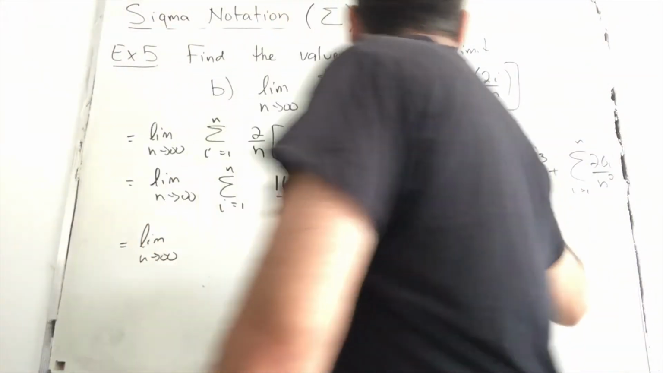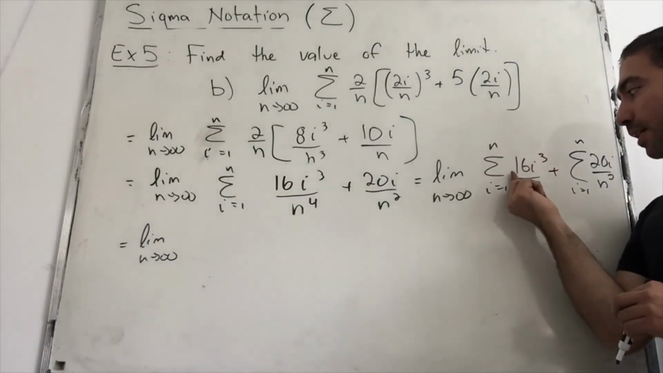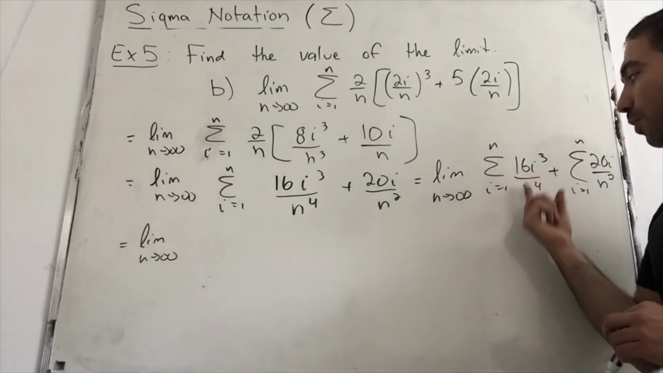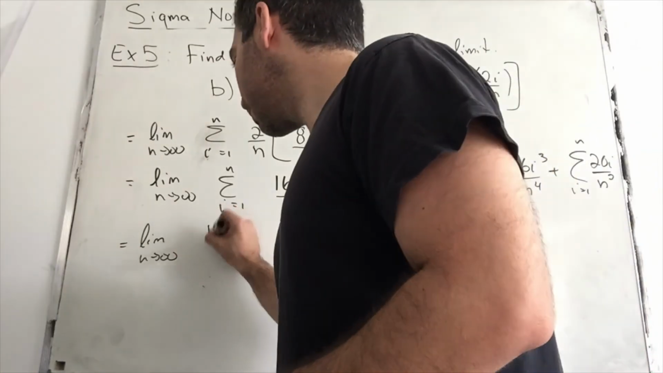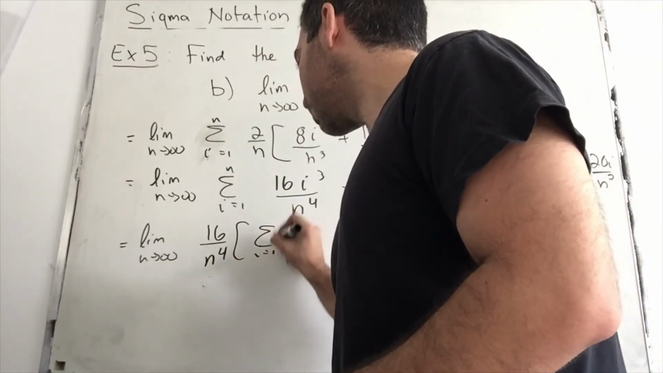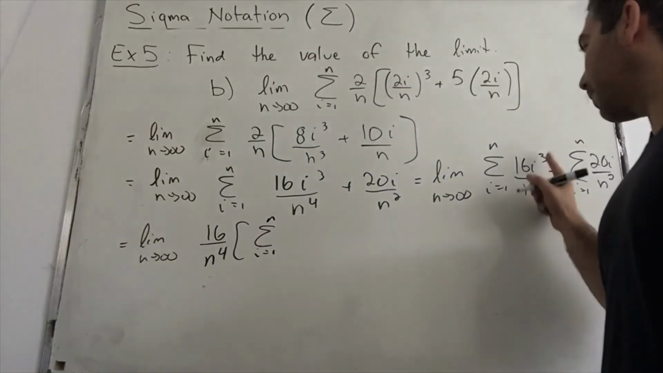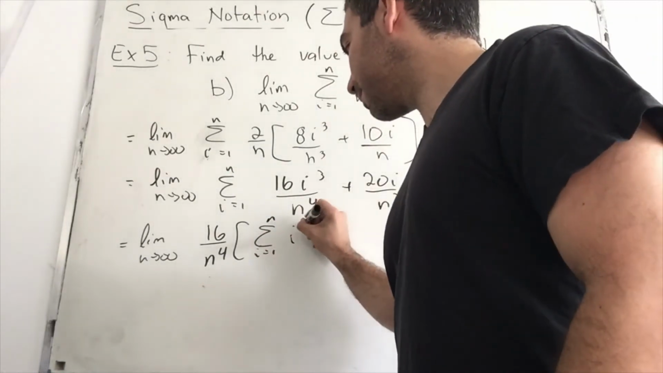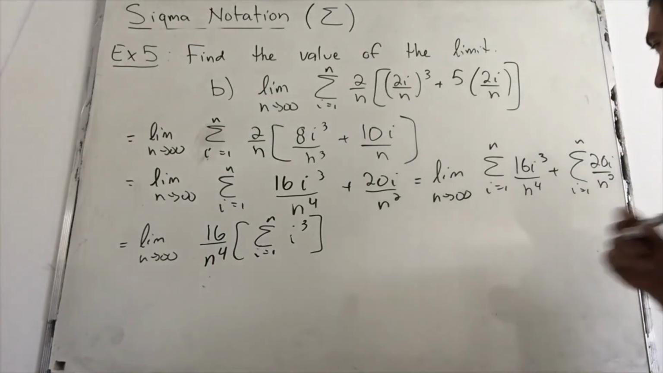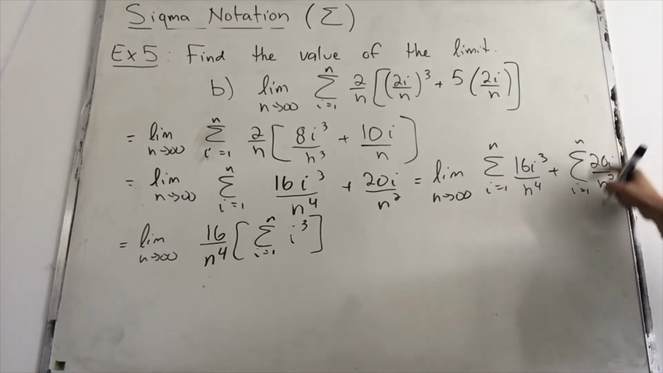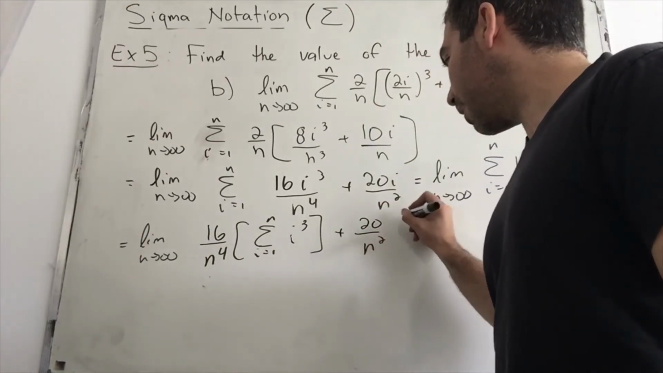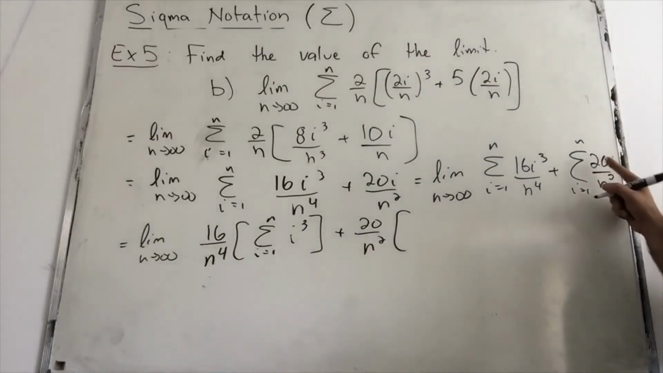And I'm going to take out everything in this first sum that doesn't have an i involved, because everything else that doesn't have an i is treated as a constant. So we'll pull out the 16 over n to the 4, leaving us with the sum i equals 1 to n of i cubed. Okay. And the second summation, what we have is we'll factor out the 20 over n squared, and we're leaving the sum of i.